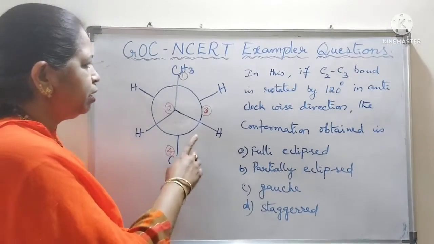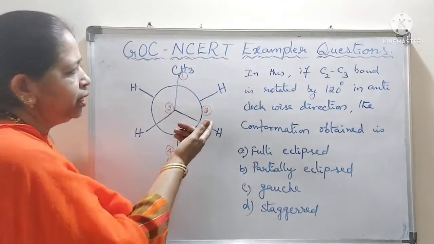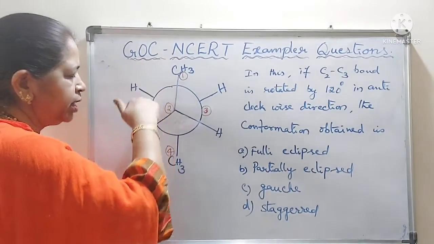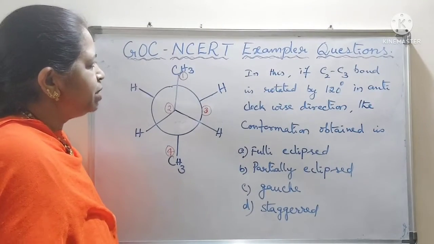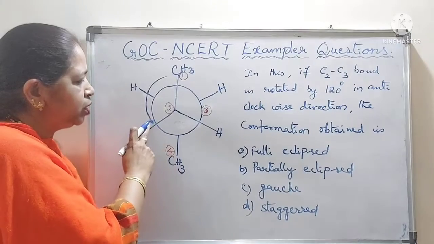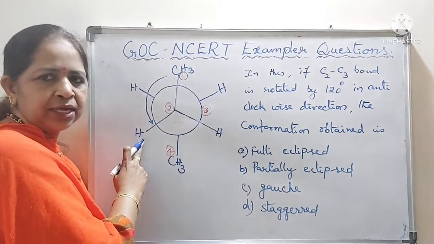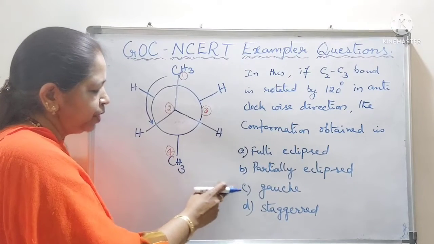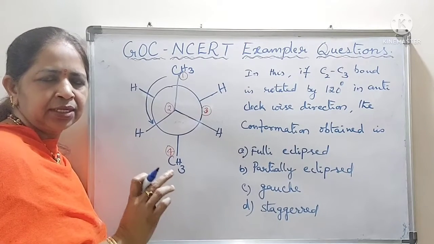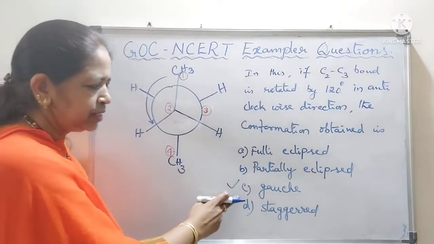So, in this, if the C2-C3 bond is rotated by 120 degrees in anti-clockwise direction, what happens? This methyl group comes here. It is rotated in anti-clockwise direction by 120 degrees. When it is rotated, this methyl group comes here. So, what is the conformation? This conformation is known as gauche form. If identical groups are present with a dihedral angle of 60 degrees, then that form is known as gauche form. So, the answer for this question is gauche form.